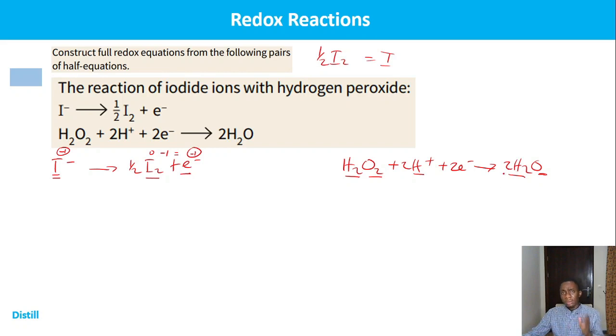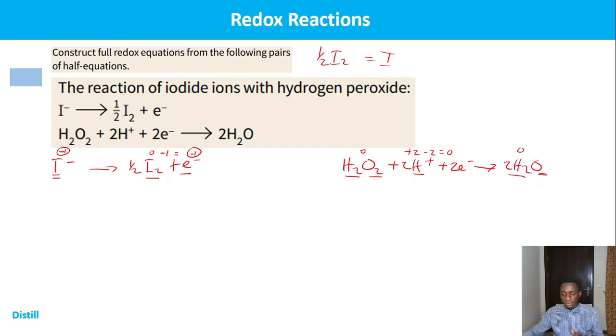Great. Now what about in terms of the charges? We have 0 charge here, we have +2 here, and we have -2 here. The total on this left hand side is 0, and the total on this right hand side is 0. So the charges are balanced. But because this is called a redox equation, that means that if 2 electrons are lost from one side, 2 electrons must be gained from the other side.